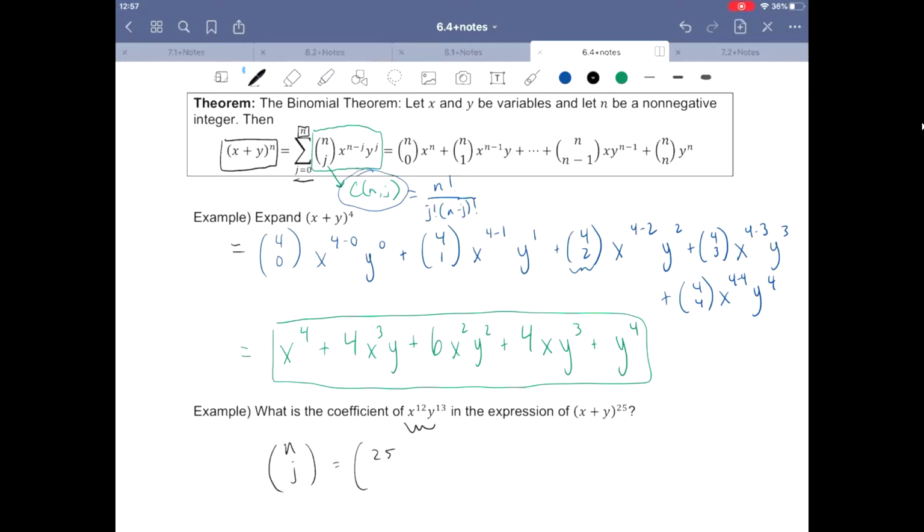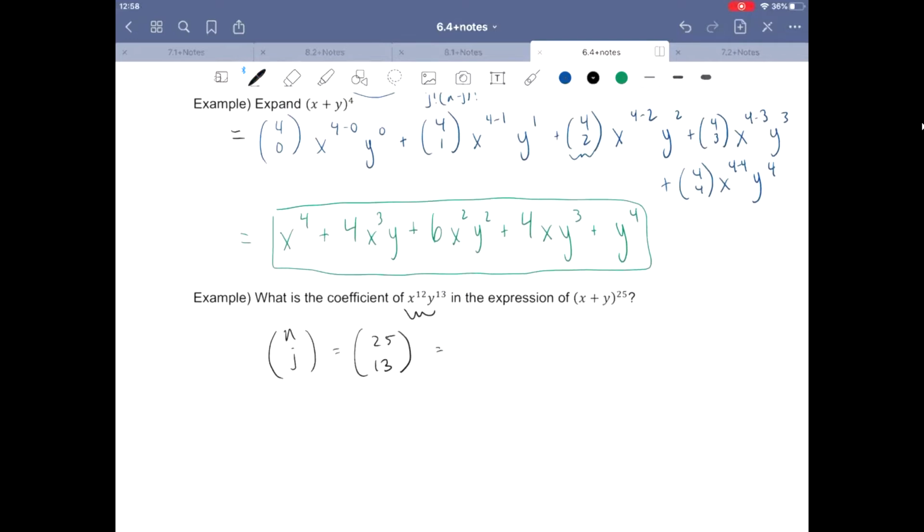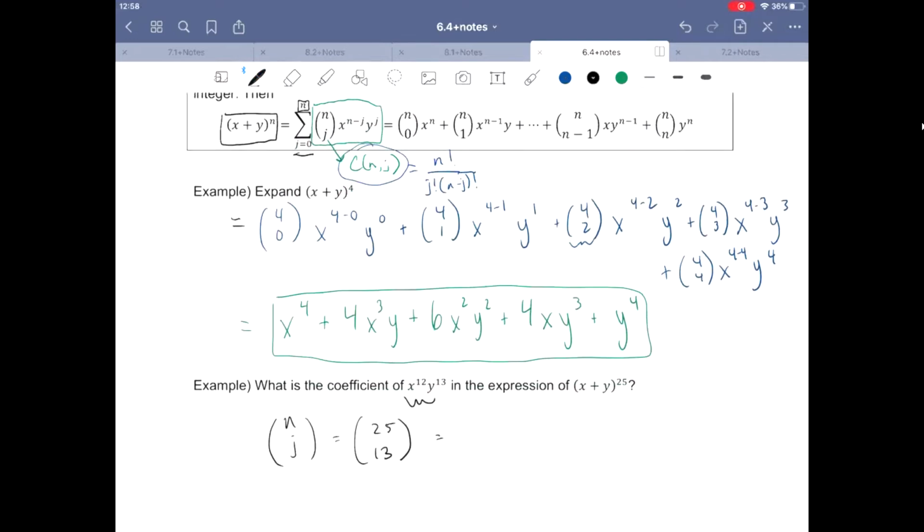Now that j in this case would be, matching it up with what I boxed up here, that j is coming from the exponent on the y variable. So in this case, it would be the 13. 25 choose 13, just matching everything up with what we have above. Is there any questions on where that 13 came from, the 25?